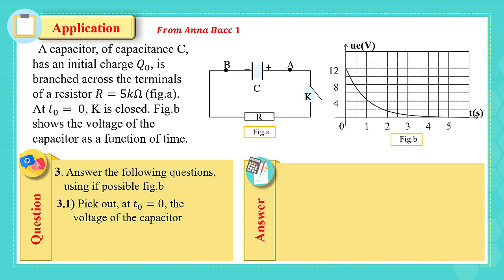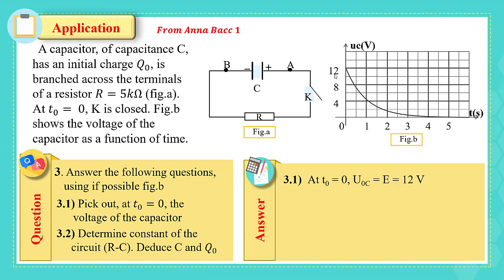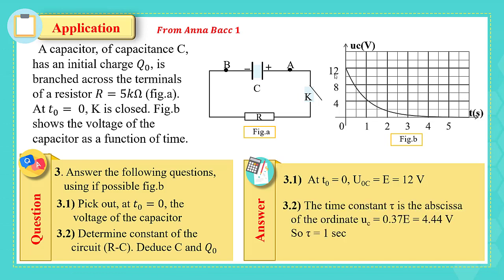The direction of the current will be from the positive plate of the capacitor towards the negative plate. Answer the following question using, if possible, figure B. In this figure, pick out the voltage of the capacitor at time t equal to 0. What is the voltage of the capacitor at time t equal to 0? From the graph, it is equal to 12 volts, which is equal to E, the EMF of the battery.